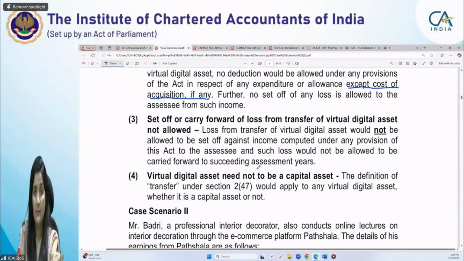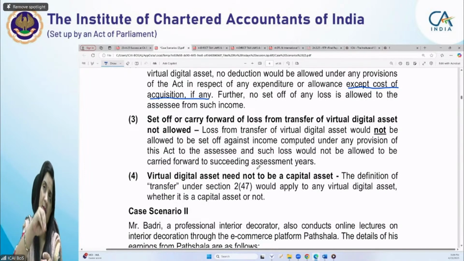If some descriptive questions are given, just keep in mind, कि अगर आपको question आ रहा है ना, you have to clearly write कि no set off is permissible. For example, if you have long term capital gains arising from listed shares given, loss is given against it, then it is not allowable to be set off against each other, right? And you have to mention it specifically. You have to write it in your answer.